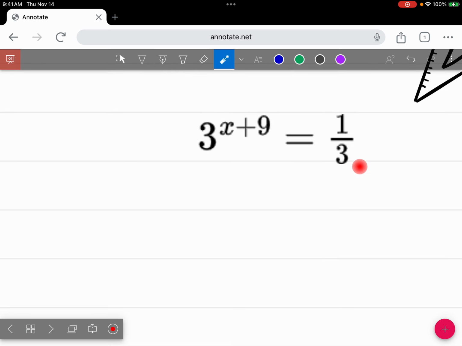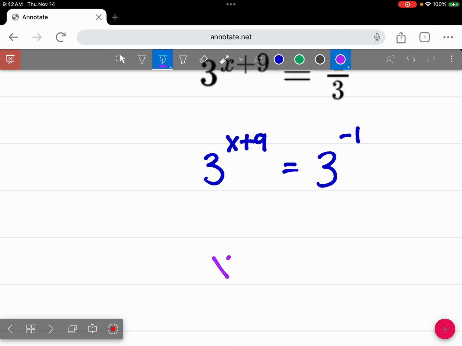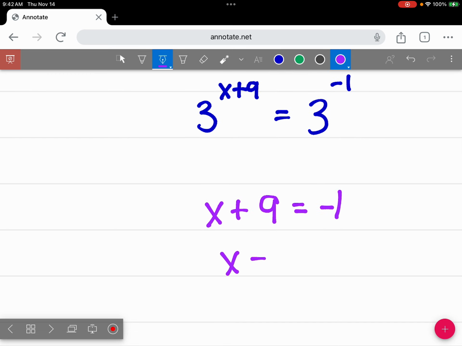This is something that people get stuck on sometimes. How could I make these have the same base? How do we make a fraction not be a fraction? Negative exponent. This is the same thing as 3 to the x plus 9 equals 3 to the minus 1. 3 to the minus 1 is 1/3. 1/3 is 3 to the minus 1. So this is the same thing as having our x plus 9 is negative 1. What's x? Negative 10.